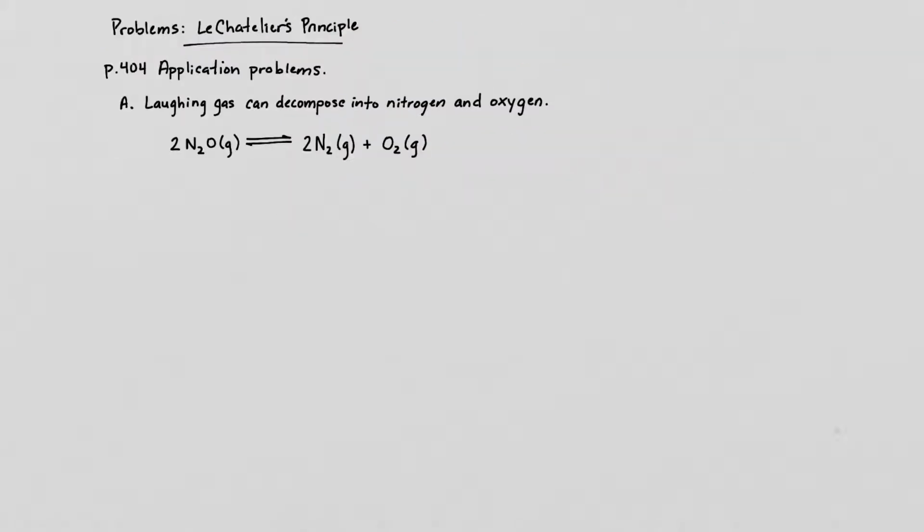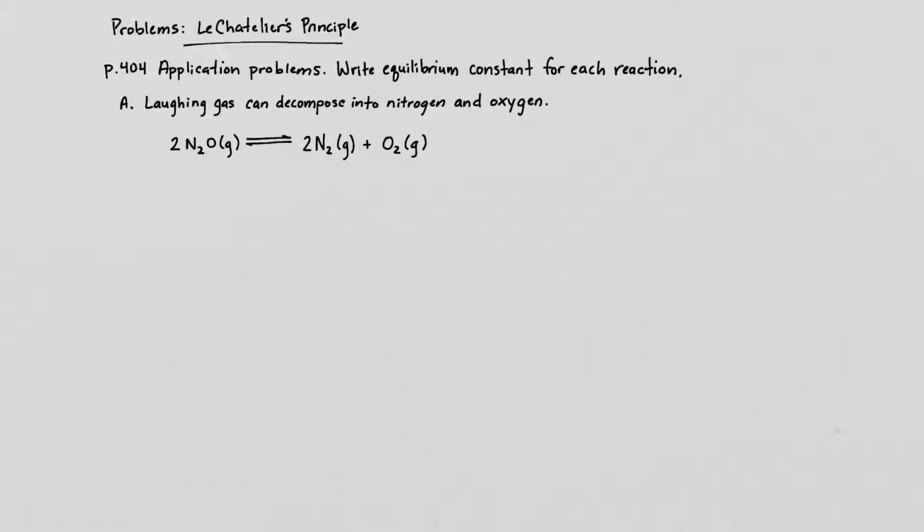All right, so here are some application problems for Le Chatelier's principle, and we'll also dip into some chemical equilibrium problems. All of these are kind of interconnected. Page 404 of the textbook talks about some application problems for equilibrium in this chapter, and it wants us to write the equilibrium constant for each reaction. Here, we're going to start with A, because we have something else that we can do with this.